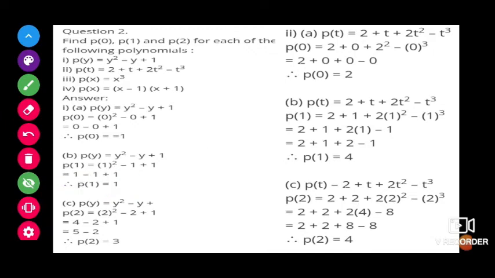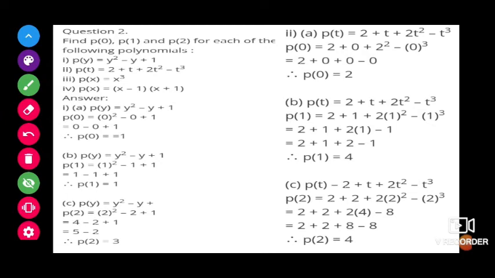Next one, P of 2 means in the place of y we have to place 2. So y square minus y plus 1 means 2 square minus 2 plus 1. 2 square is nothing but 4, minus 2 plus 1. 4 minus 2 is 2. 2 plus 1, 3 is the answer.